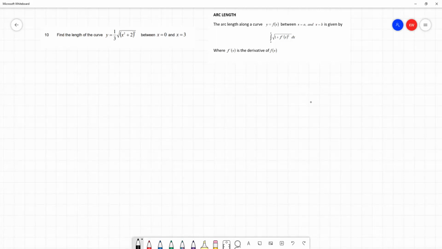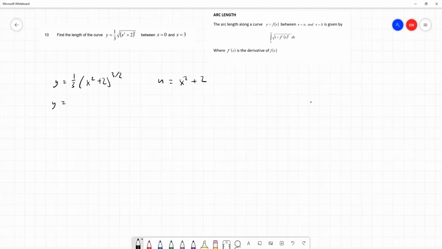So we want to find dy by dx here. That's going to be equivalent to f dash x that we need for the formula. And the best way to do this is to use the chain rule. So we're going to say that y is equal to 1/3 of x squared plus 2 cubed square rooted, which is the same as x squared plus 2 to the power 3 over 2. And we're going to say u is equal to x squared plus 2.